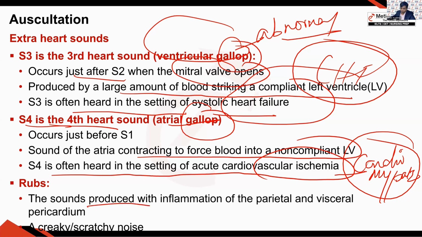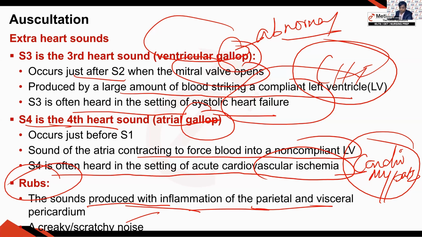Rub sound is produced with the inflammation of the parietal and visceral pericardium. So pericardial rub, this is also important. It is a creaky, scratchy, noisy sound heard in auscultation. Now a key point you can write: whenever you see in the question paper creaky, scratchy, noisy sound, it is a rub sound. We get confused with crackles, rhonchi and many other sounds, but when you see the words creaky and scratchy, that is your rub sound.